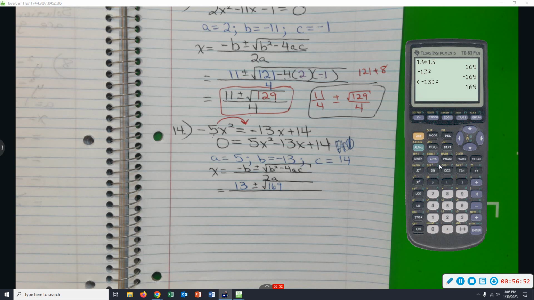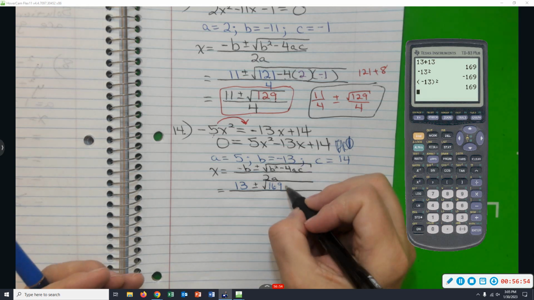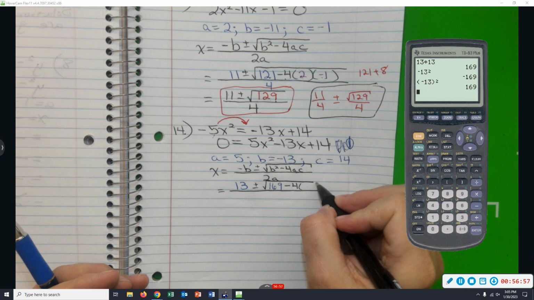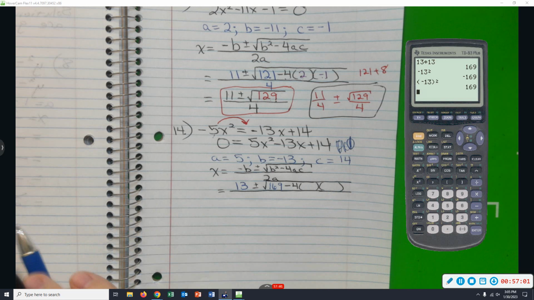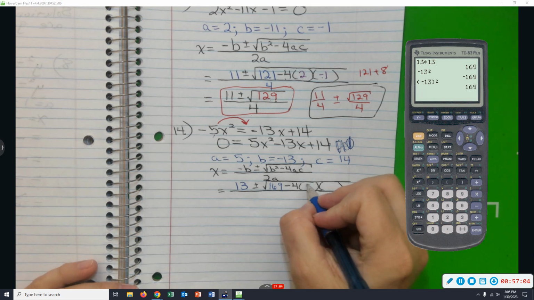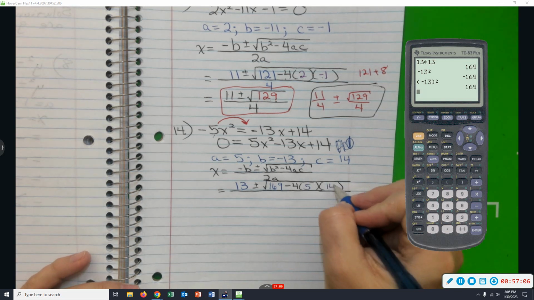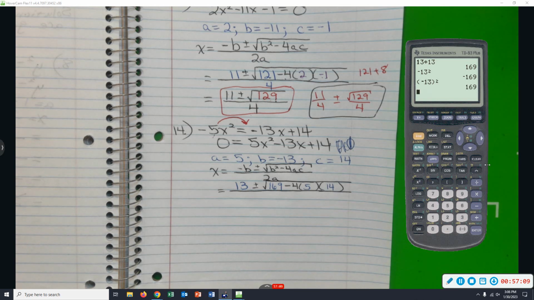Okay. Then minus 4 times A times C. A is 5, and C is what, 14? You know, this is getting sort of messy, so let's just punch it into the calculator. I'm punching in what's under the square root: 169 minus 280 minus 4, parentheses 5, parentheses 14.